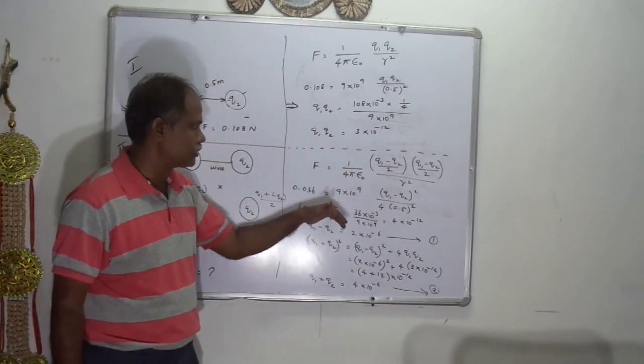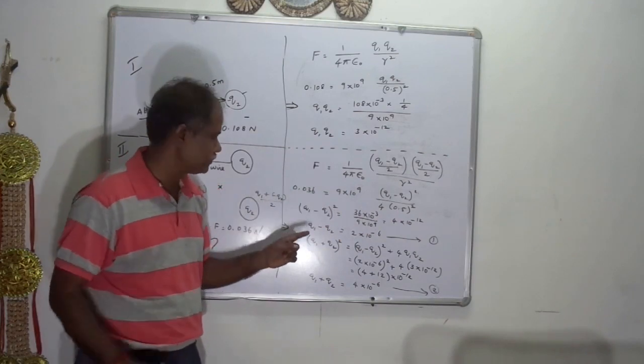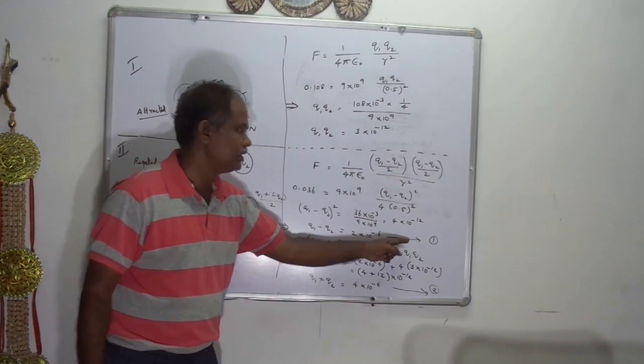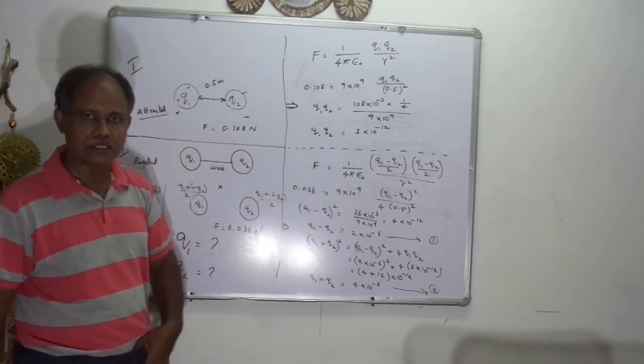Then remove the square by taking the square root on both sides. Q1 minus Q2 is equal to 2 into 10 power minus 6. This is the first equation. Let it be the first equation.